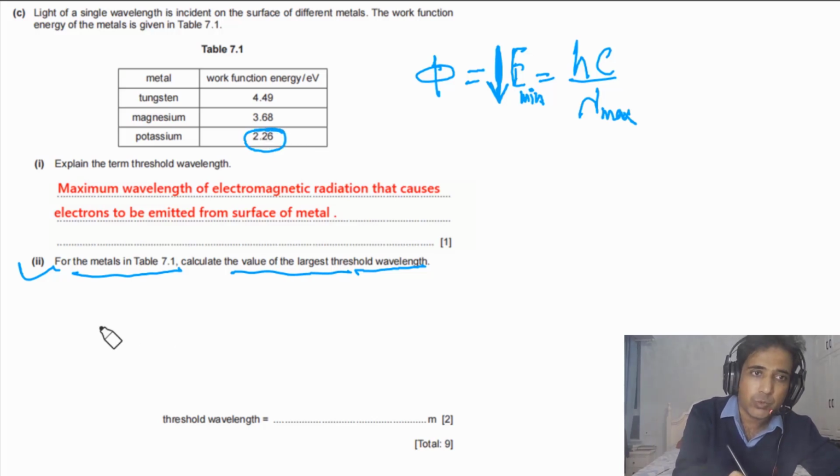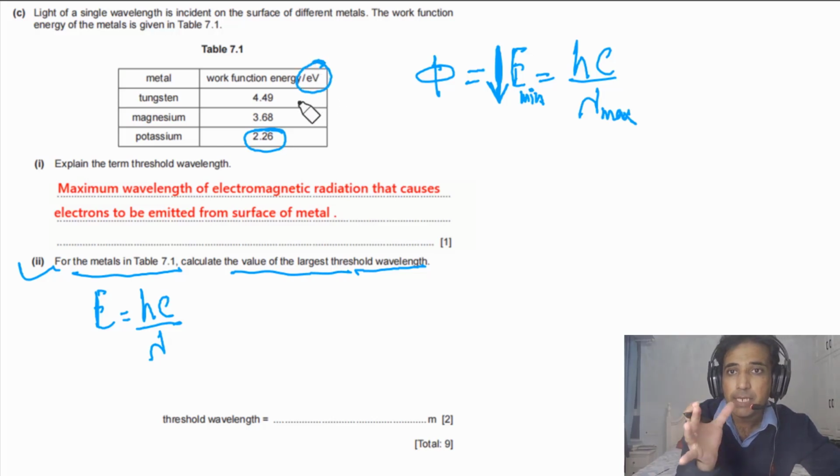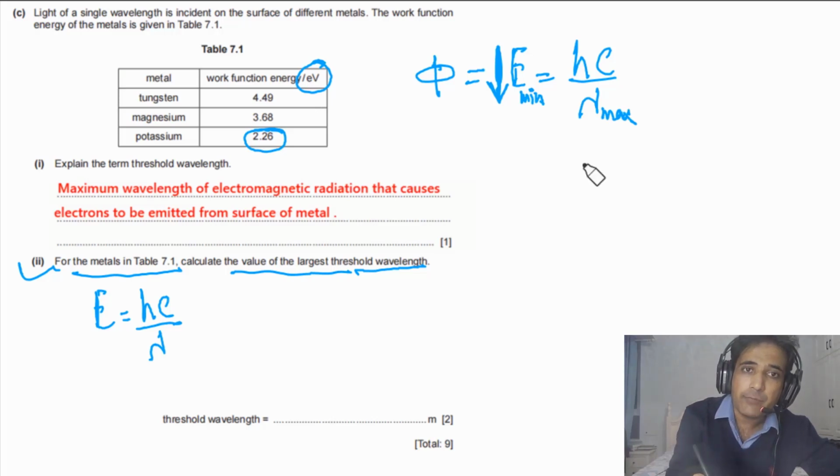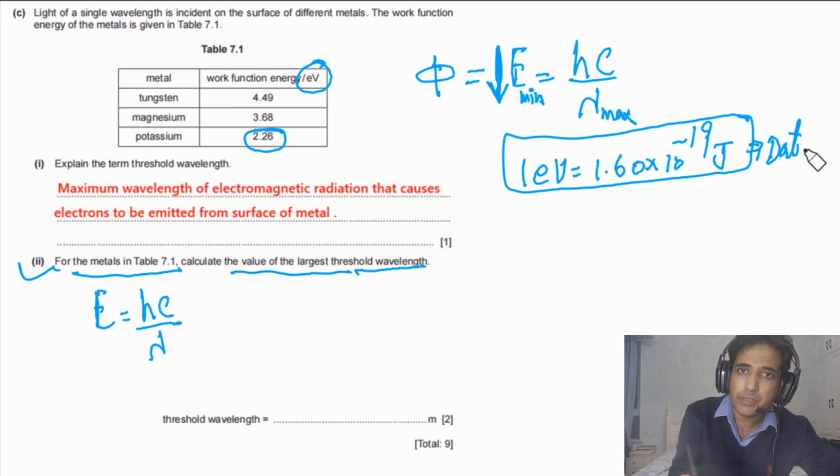Then simply we can use the formula that E is equal to hc over lambda. We need to understand the unit of work function is electron volts, and 1 electron volt is equal to 1.60 times 10 to minus 19 joules. This value is given in the data. You can remember this one, or you can find this value in the given data.